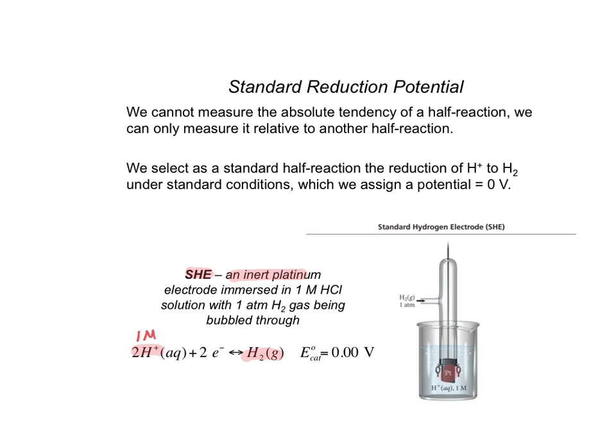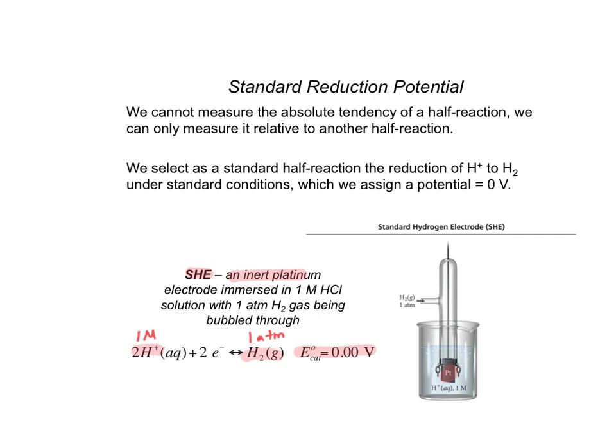What about if you're a gas? What is the standard state of a gas? 1 atm pressure, okay? So we define this reaction where we have 1 molar protons being reduced and there's 1 atmosphere of hydrogen gas bubbling in. This is all occurring at a platinum electrode. We define this as our zero potential, our 0 volts, okay? So this is the definition of our standard reduction potential. We use this nice little standard hydrogen electrode, or SHE.